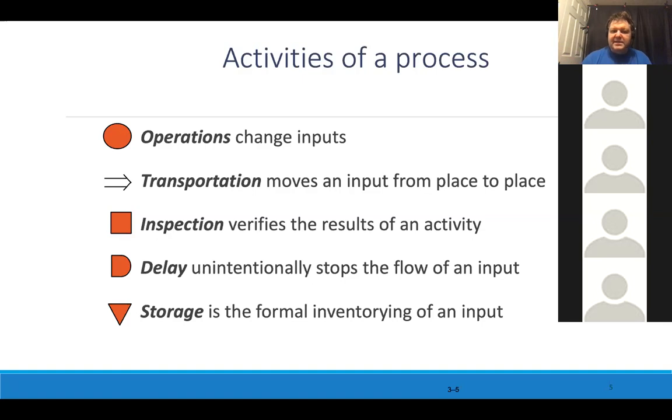A delay is an unintentional stop for the flow of an input. A delay is when we actually have a step in the process, something's waiting. So for example, in our s'mores example, it takes us about 3 minutes to cook a marshmallow. Well, what happens to the graham cracker and the chocolate that are now together while we're waiting for the marshmallow? Well, they delay. They do nothing. They just sit there. And then when the marshmallow is cooked, then we take all 3 of them and put them together. That's an action. There's a circle.